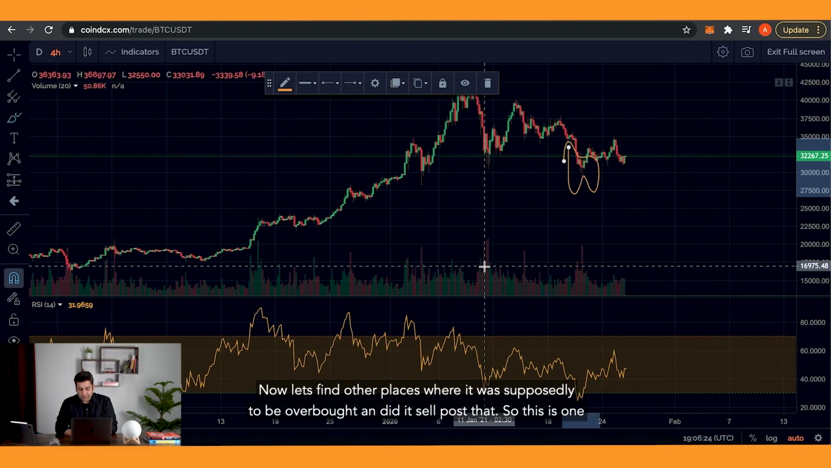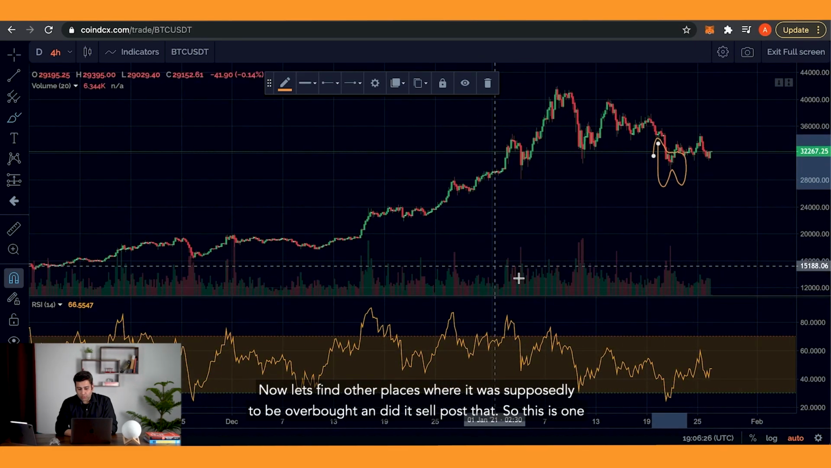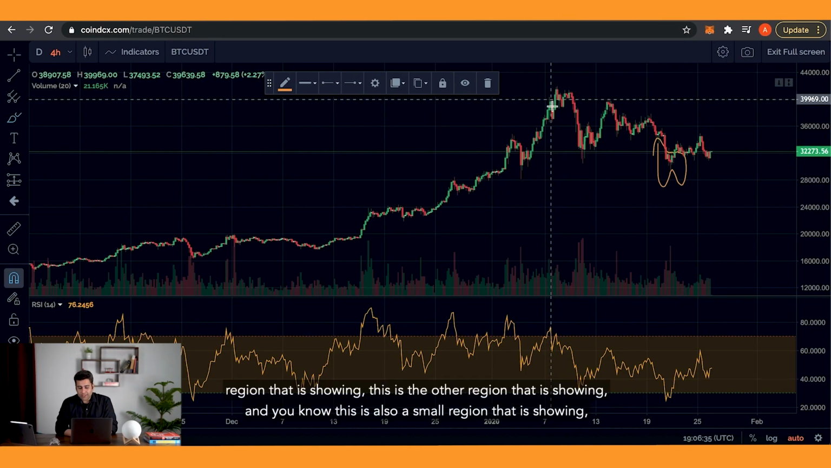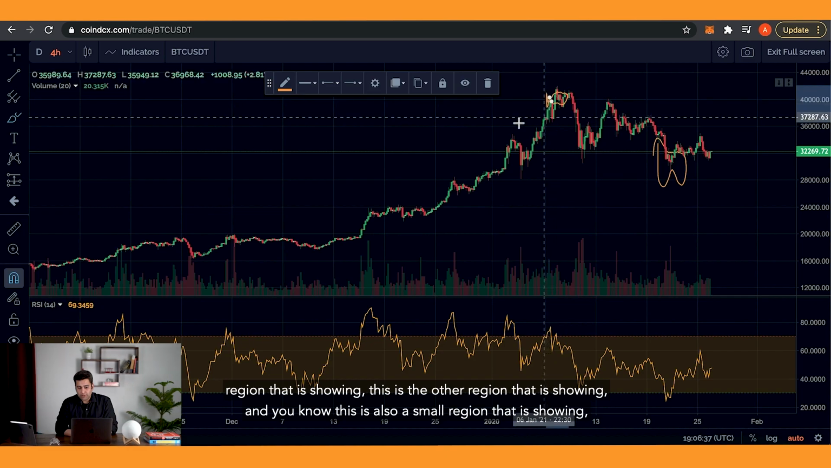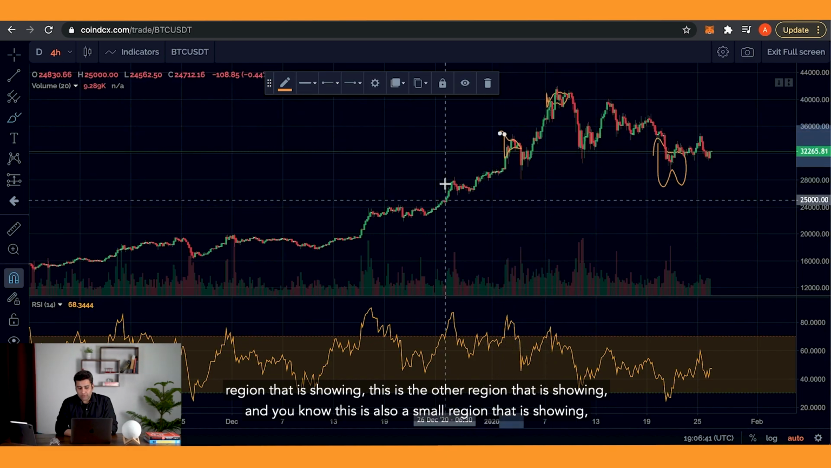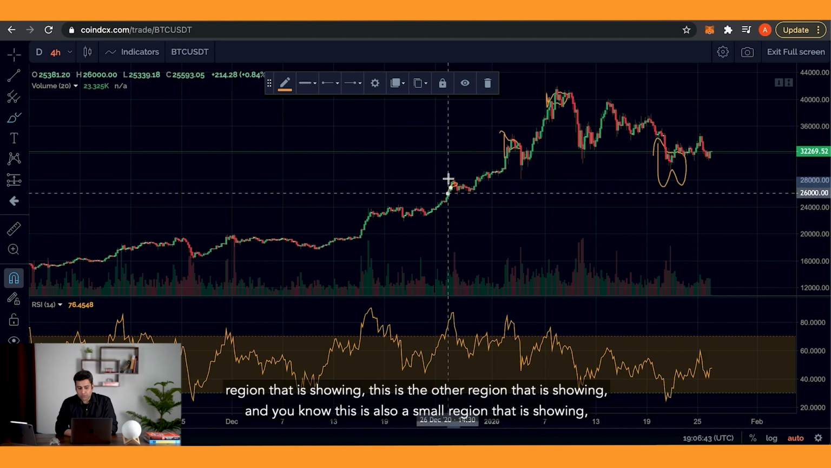Now let's try to find other places where it was supposedly told to be overbought, and did it sell post that? So this is one. That's one region that it's showing. That's another region that it's showing, and this is also a small region that it's showing.